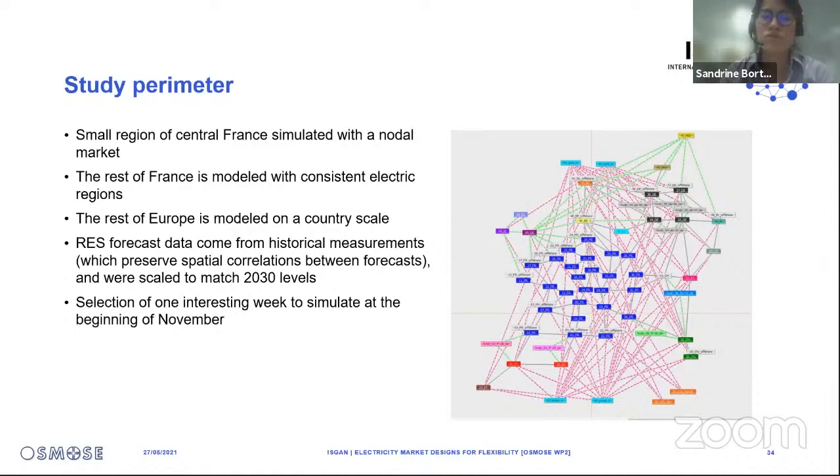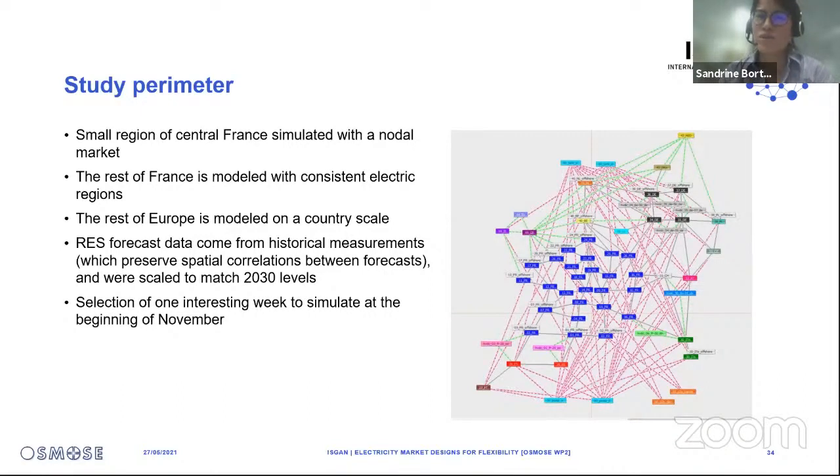So to do this nodal study, we choose to model a small region of France in a nodal way, that is to say, with all the very high voltage substations. It means 400 kV and 200 kV substations. And we choose to only model two small regions of France in that way, and keep the rest of France and the rest of Europe in a zonal way. We choose to do this because we wanted to limit the time of computation and the amount of data to process.